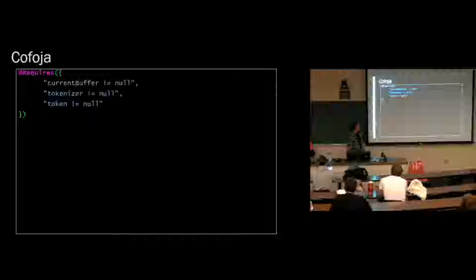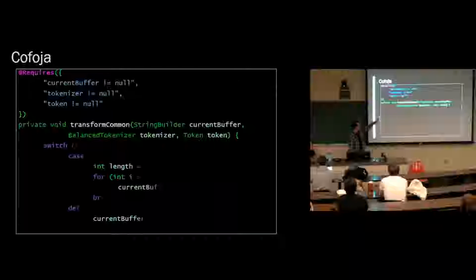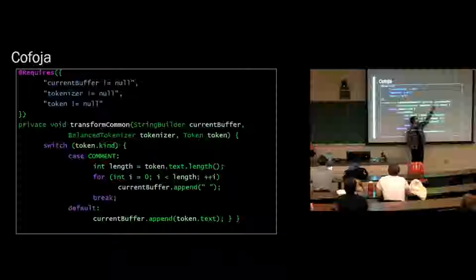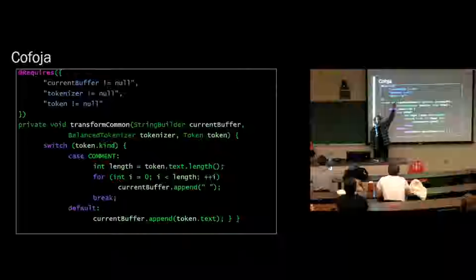So I want to show you an example of this Kofoja library because it's really cool. And like I said, it's all open source. This is an example of its usage. So see, we've got @requires and then some strings, some requirements, and the strings say the current buffer should be not null, the tokenizer shouldn't be null, and the token can't be null. So that's a contract for this method, transform common, which takes in those things as parameters and then does some stuff. So you can see it takes in these three things. How did the annotation processor know what token is? Well, because it compiled that string in the context of this code.